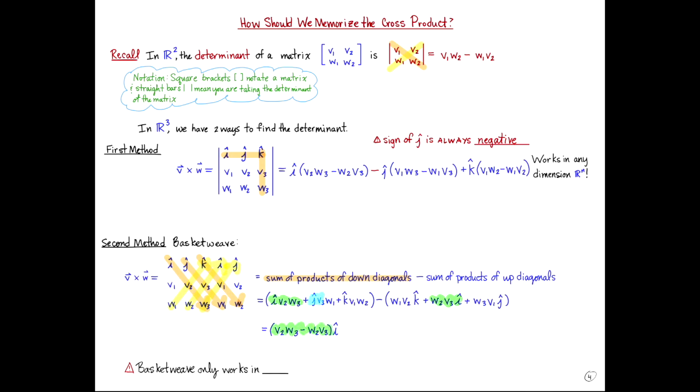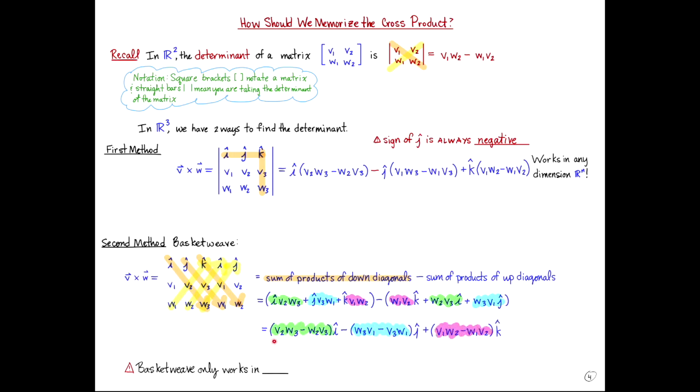Looking at our terms with a J, we have minus W3 V1 minus V3 W1 times J. I pulled the negative out of here because the sign of J is always negative. So it just makes it more consistent with the formula that we used above and that I gave you on the previous page. Grouping together our K terms, we have plus V1 W2 minus W1 V2 times K.